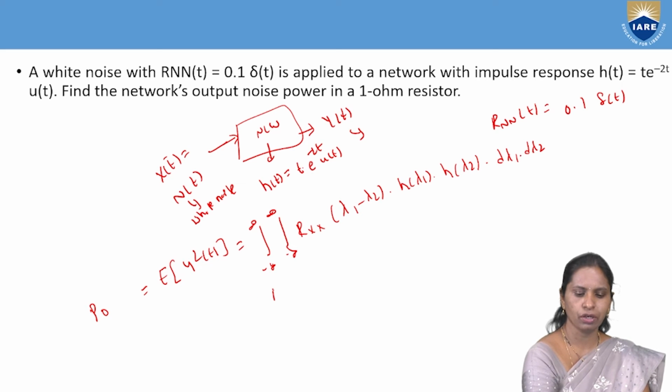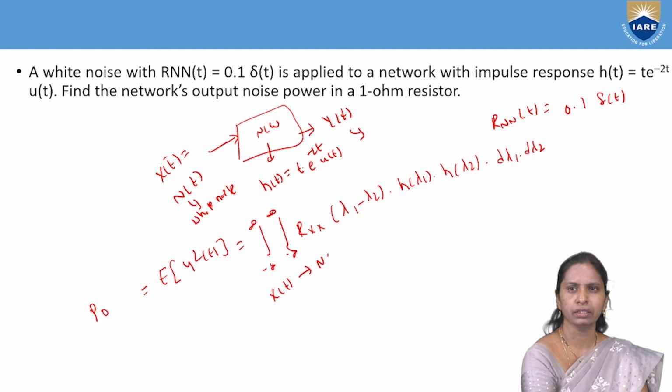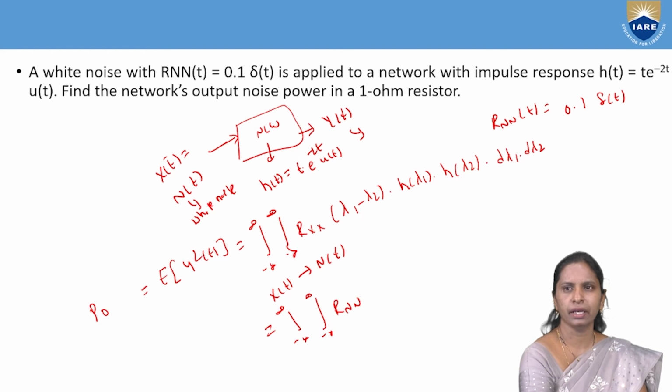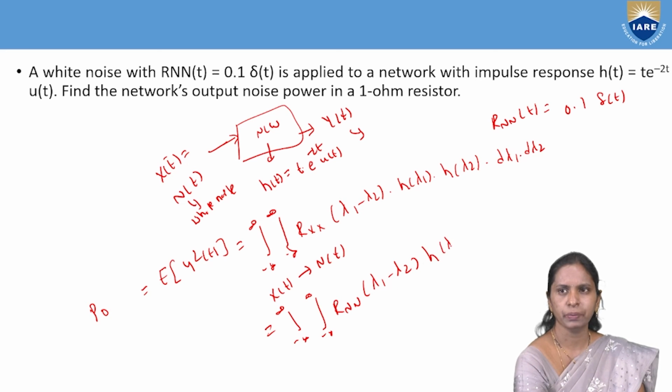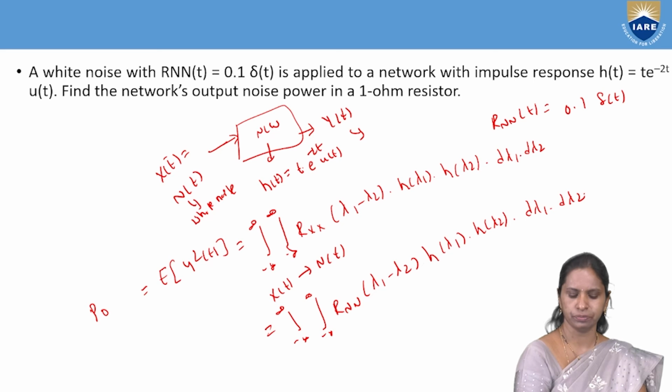So now, in place of x of t, we have the noise, because a white noise was applied to the system. So in place of x of t, I have to write n of t. Then what can I write here? Integration from minus infinity, R n of lambda 1 minus lambda 2, which is the autocorrelation function, into the impulse response h of lambda 1, h of lambda 2, d lambda 1, d lambda 2.